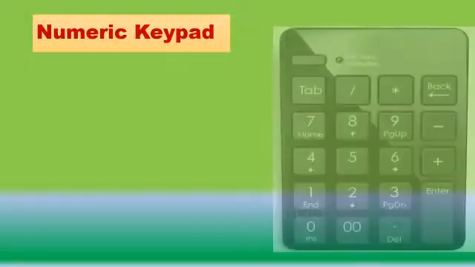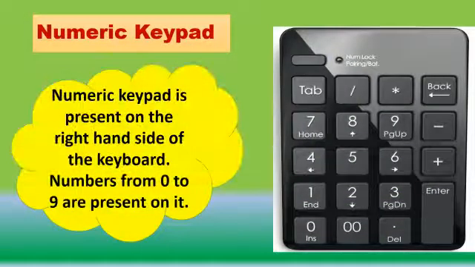Let us see what is a numeric keypad. A numeric keypad is present on the right hand side of the keyboard. Numbers from 0 to 9 are present on it. Before using this numeric keypad, first of all you have to press the numlock key.